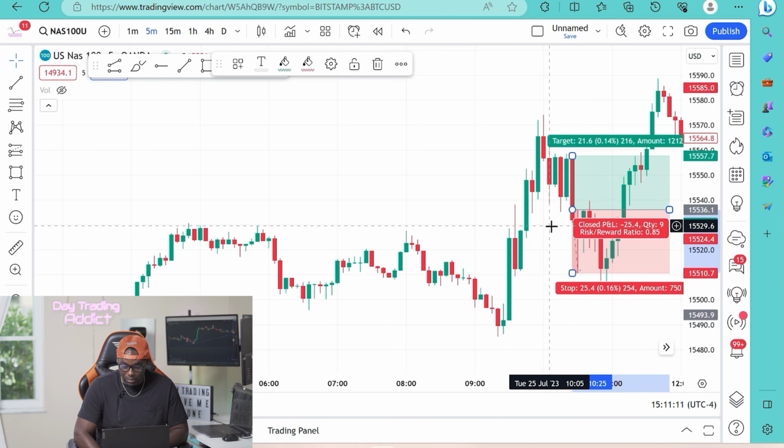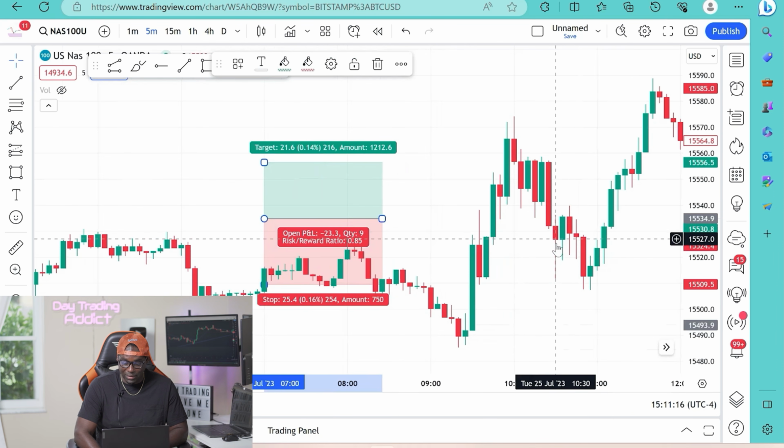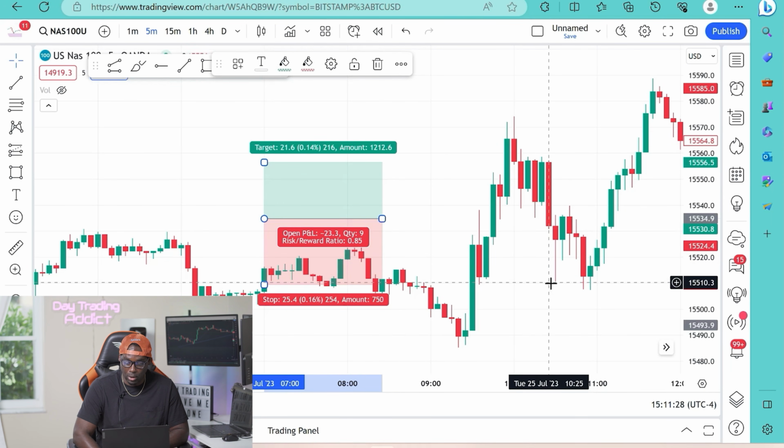So we have demand right here. It came to that level, right? And notice how we have this nice rejection. Volume is coming in, big plays are coming in, longs are coming in. So me personally, I want to get in the market. So I got in and I put my stop loss below that bar.